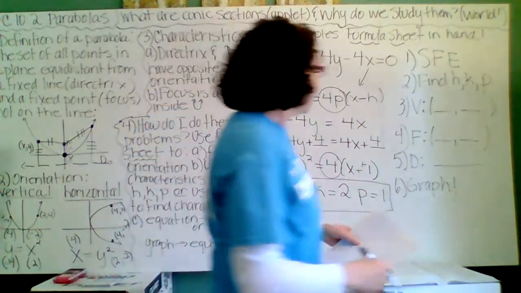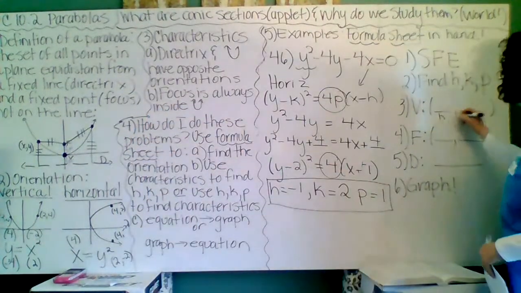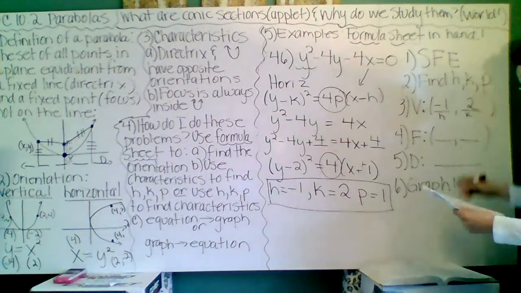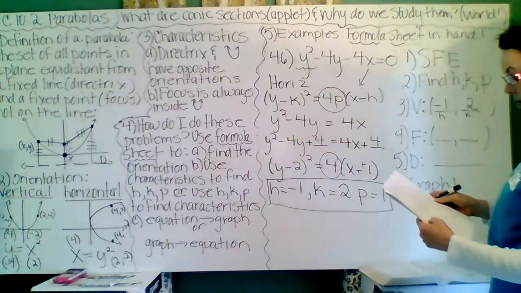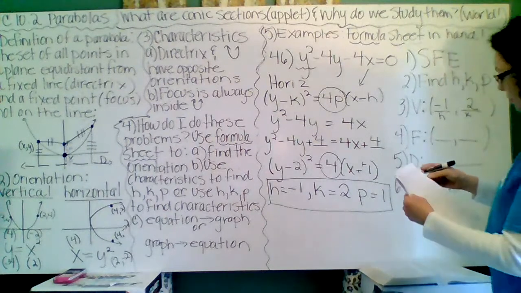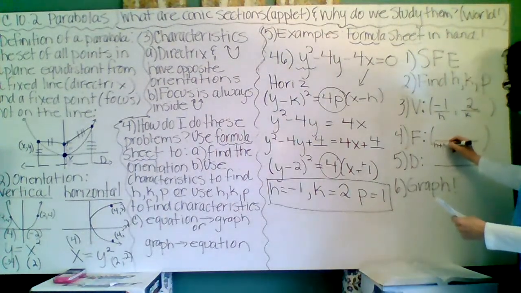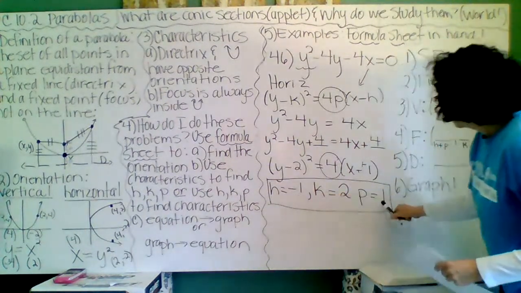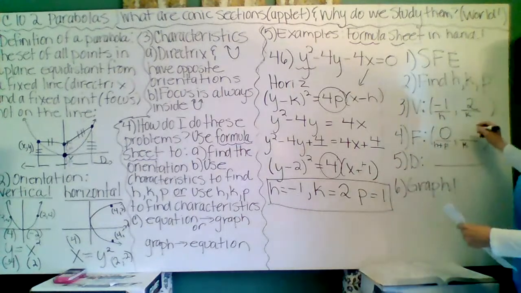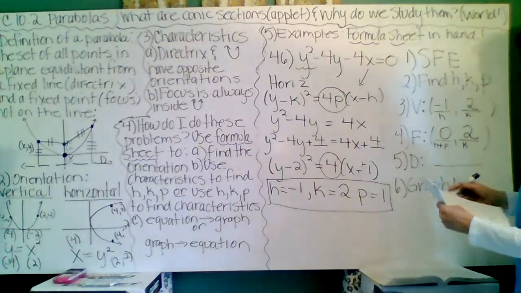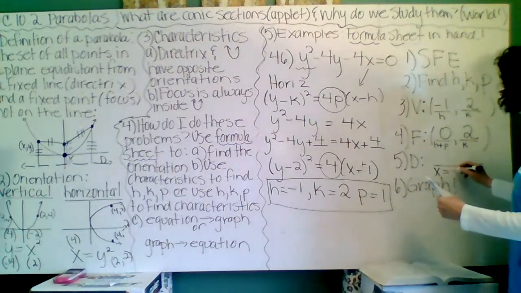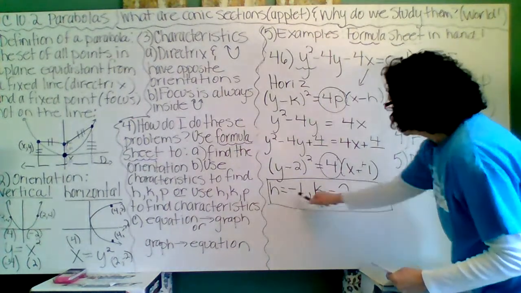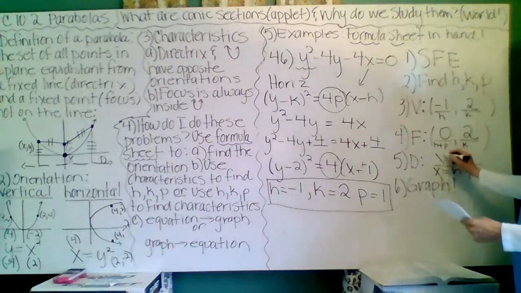The vertex is HK, and my H is -1, and my K is 2, right? This was horizontal, right? Making sure I'm looking in the right place. My focus is H plus P and K. Okay. H plus P, -1 plus 1 is 0. My K is 2. The directrix is X equals H minus P. And my H minus P is -1 minus 1, so X equals -2.